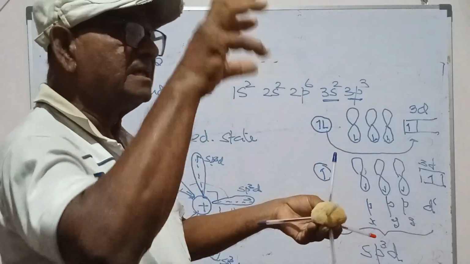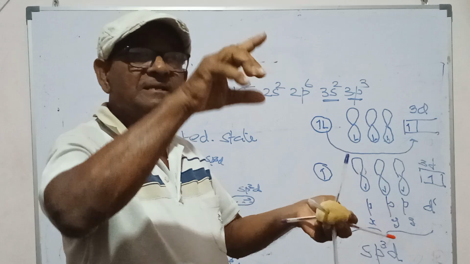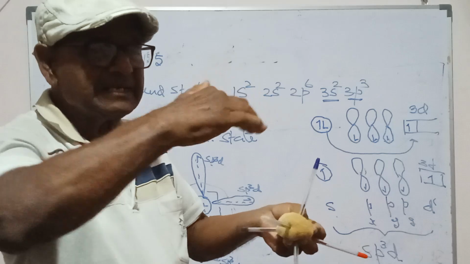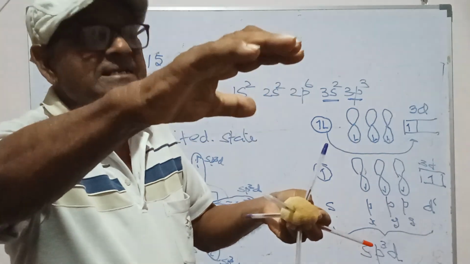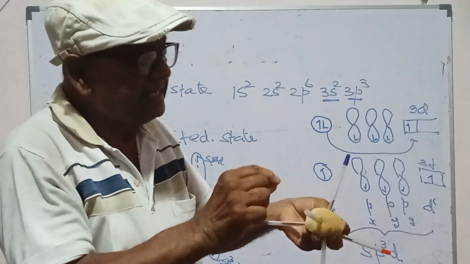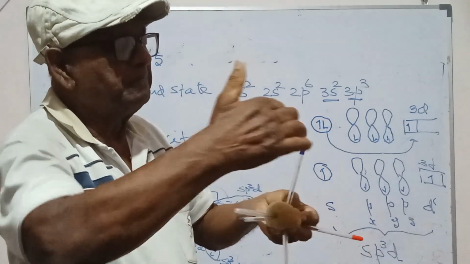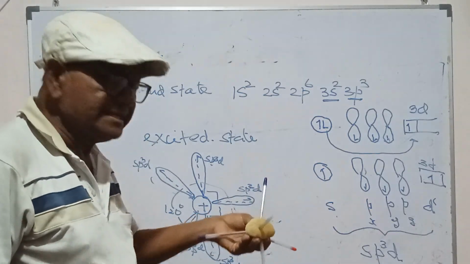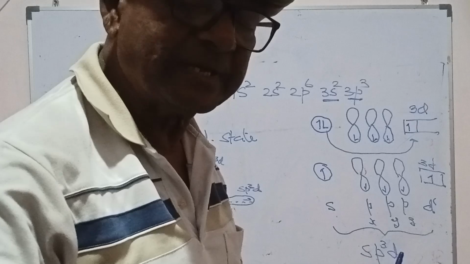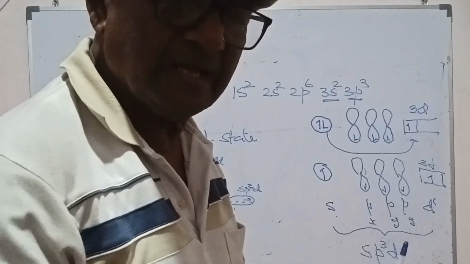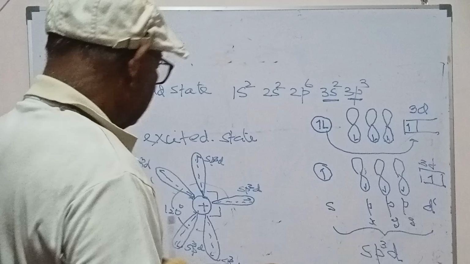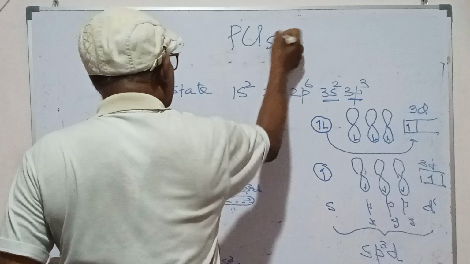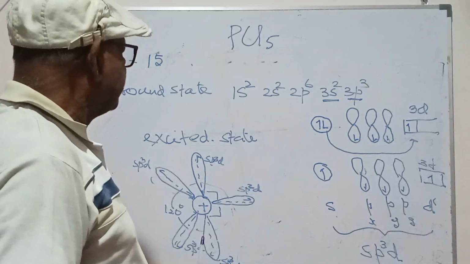Do you remember? sp3 of carbon, tetrahedral; sp2, trigonal planar; sp, linear; sp3d, trigonal bipyramidal. Then after that, what molecule can be formed? What molecule can be formed? As an example, PCl5, phosphorus pentachloride.